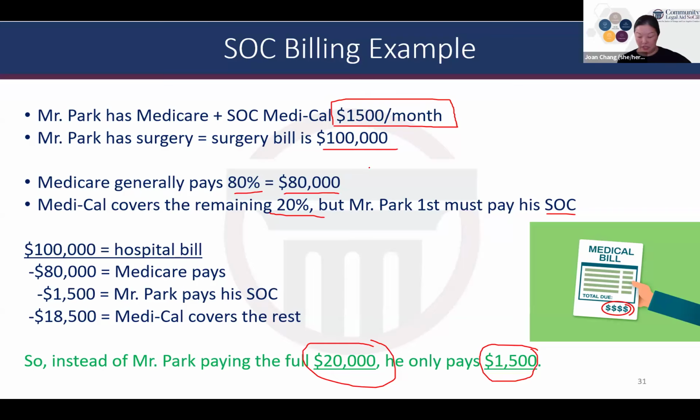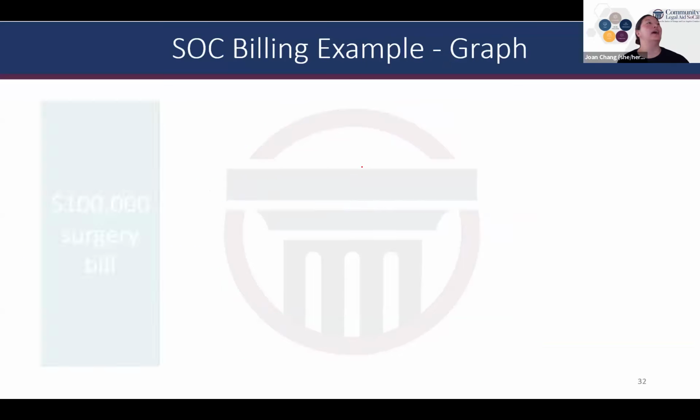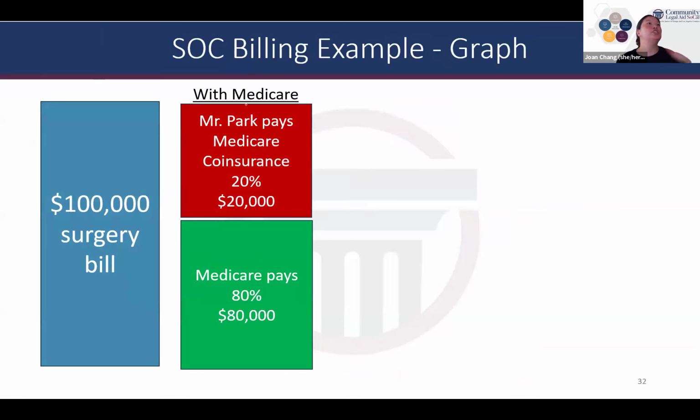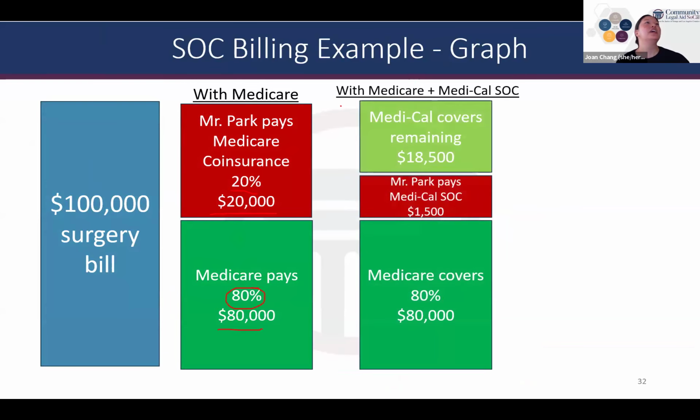Another way, basically the same information, but in a graph format. Again, Mr. Park's 100K surgery bill. If he just had Medicare, Medicare's covering the 80%. Mr. Park would have to pay the 20%, which would be the 20K. But if he has Medicare with a share of cost, Medicare's still only paying the 80%, but luckily he has share of cost Medi-Cal. He only has to pay 1,500 instead of paying the full amount.